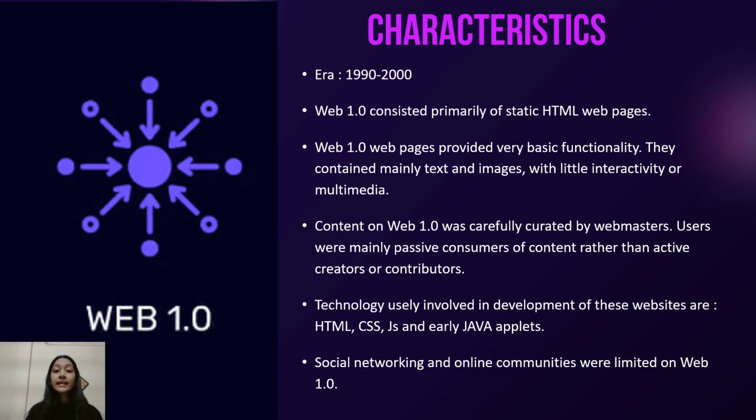Let's have a look at the characteristics of Web 1.0. Its era began from 1990 and lasted till 2000, and it consisted primarily of static HTML web pages. It provided very basic functionality and mainly contained text and images, with very little interactivity or multimedia. The content on Web 1.0 was curated by the webmasters and the users were just passive consumers of the content rather than active creators or contributors. The technologies used for the creation of Web 1.0 were HTML, CSS, JavaScript and early Java applets.